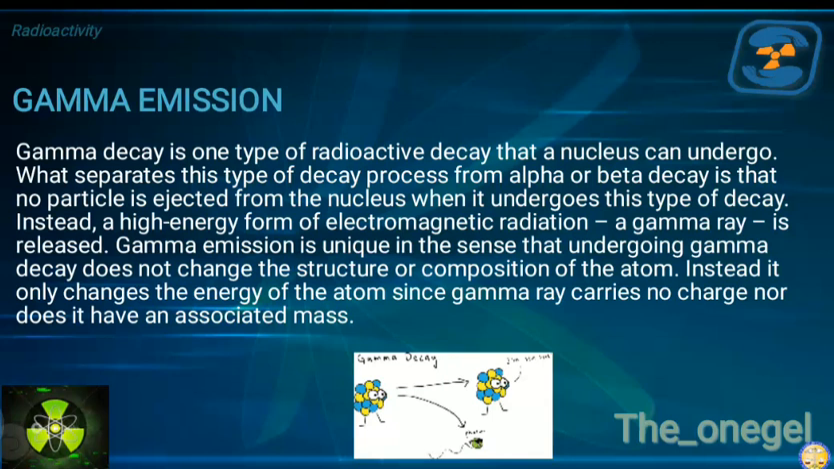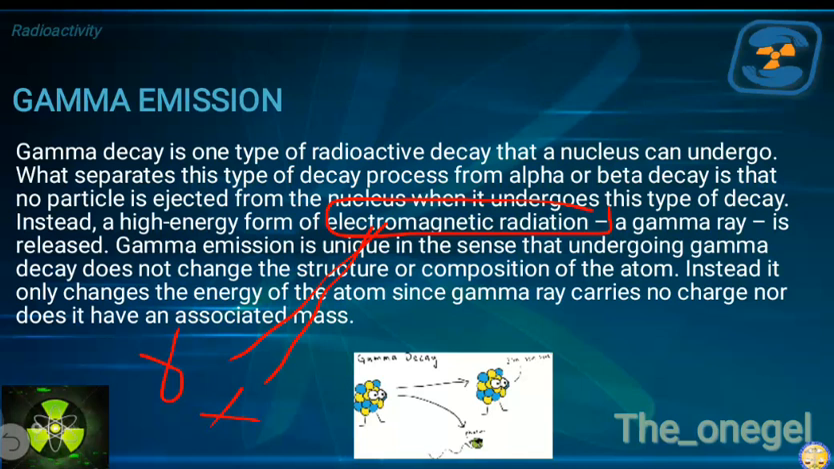Instead, a high energy form of electromagnetic radiation, ayun, so pumasok dito si electromagnetic radiation, which is a gamma ray, is released. So, may I cut lang muna dyan sa statement na yan. So, class, we have two known types of electromagnetic radiation. So, isang gamma at saka isang X-ray. Okay? So, during radioactivity, si gamma yung papasok na electromagnetic radiation.